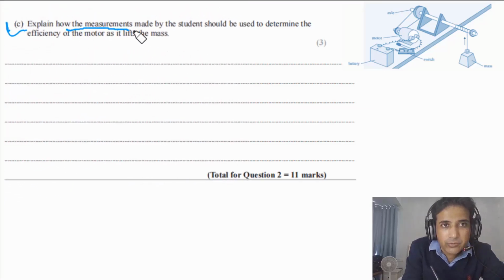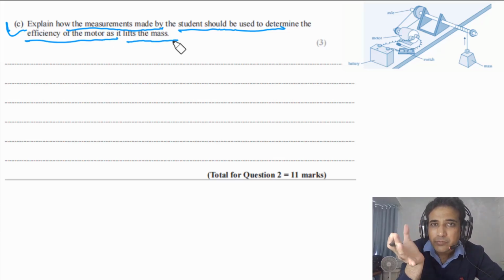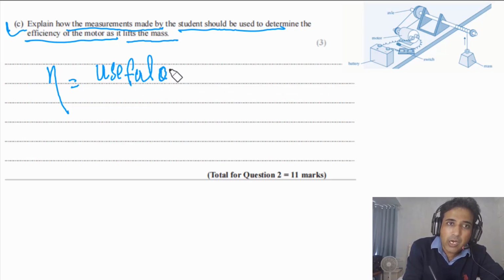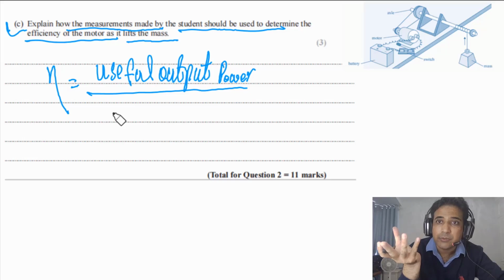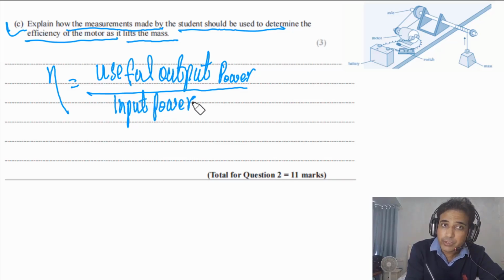Part C says explain how the measurements made by the student should be used to determine the efficiency of the motor as it lifts the mass. So this is a pretty straightforward question, asking you to determine the efficiency. Efficiency is equal to useful output power divided by total input power. The main idea you need to understand is that when we say input power, we are talking about total input power.